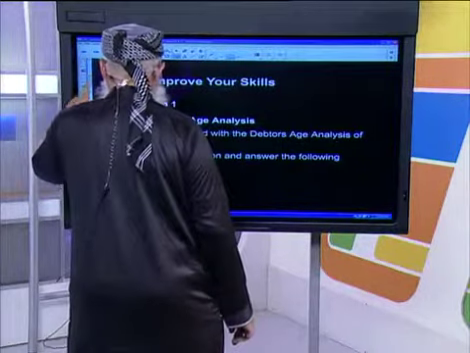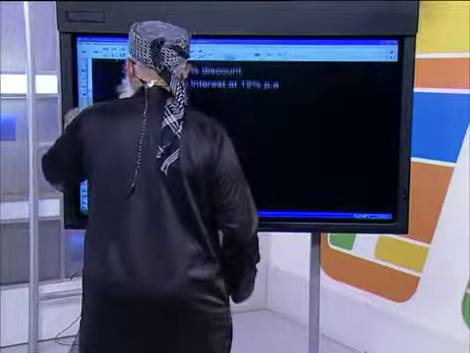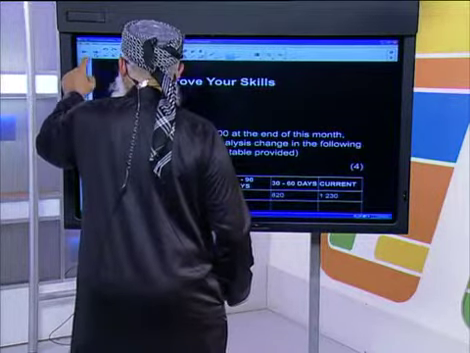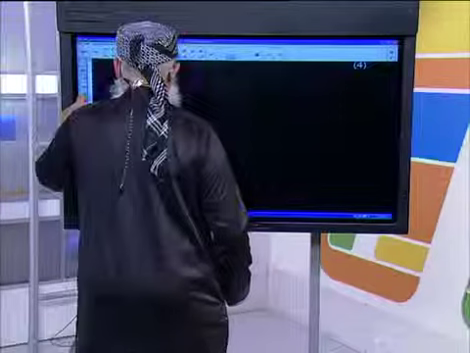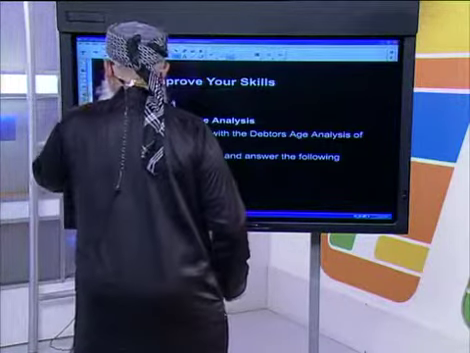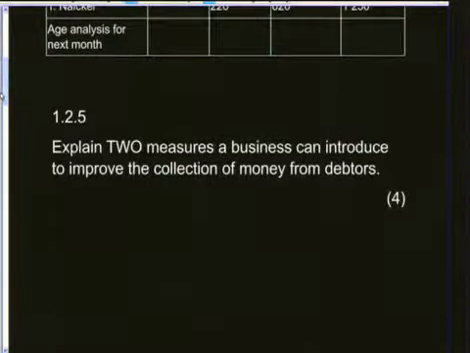Okay, next question. Let's go. Explain 2 measures a business can introduce to improve the collection of money from the debtors.